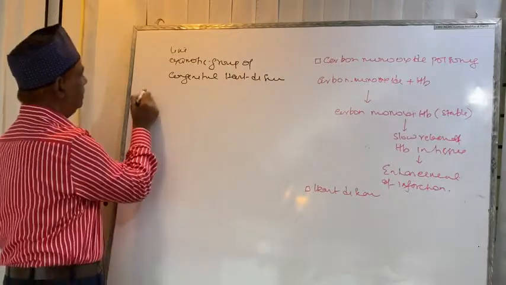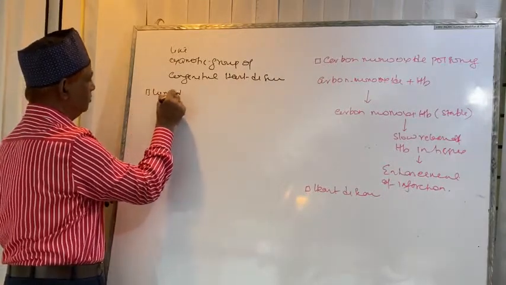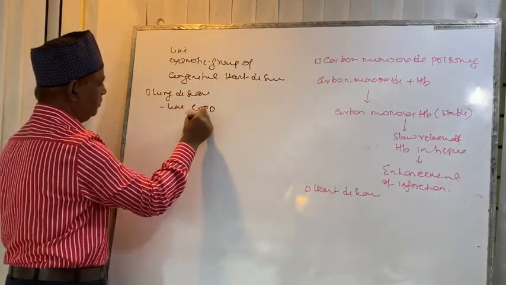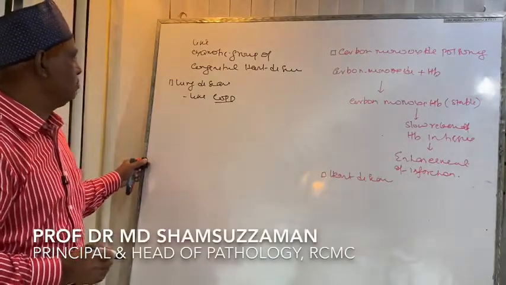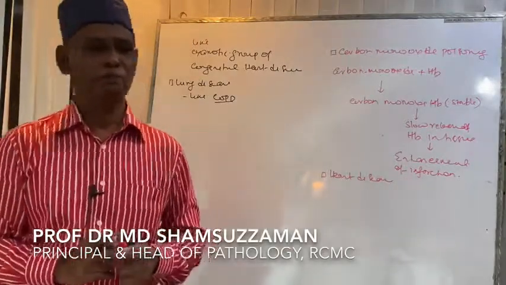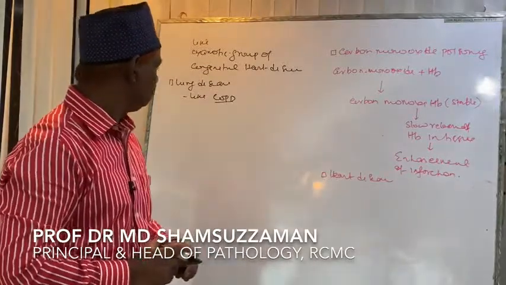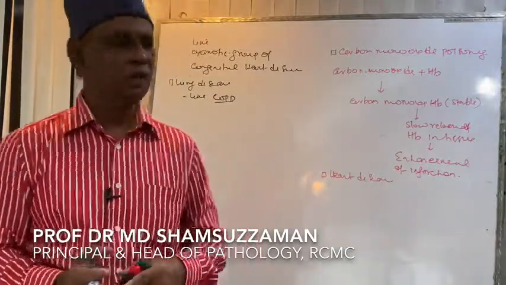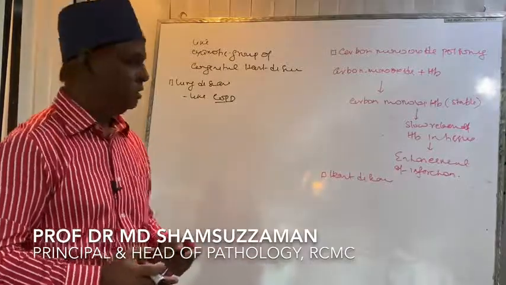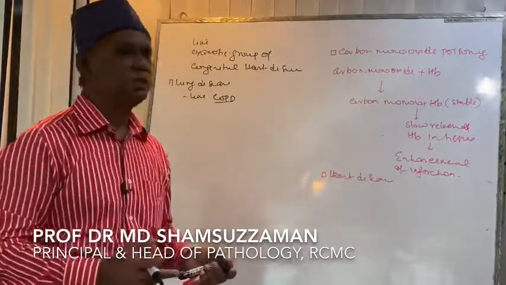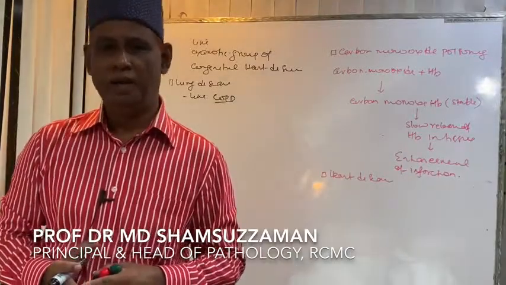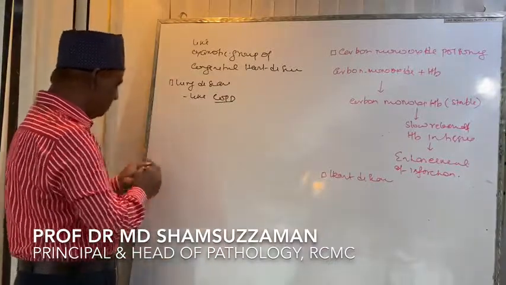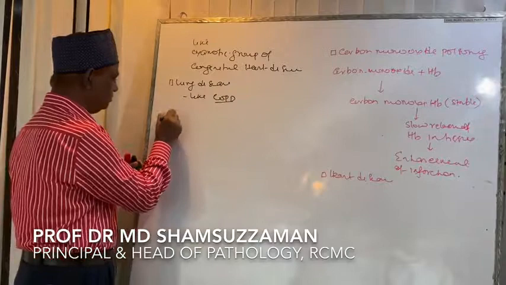Another one is heart disease. If anybody suffers from heart disease like the cyanotic group of congenital heart disease, there will be diminished oxygen content in blood, and it will enhance the infarction.